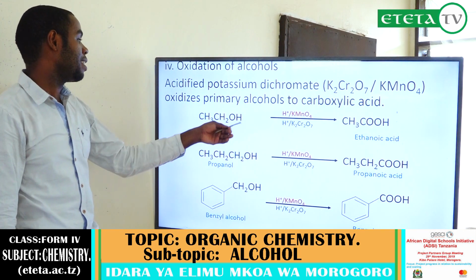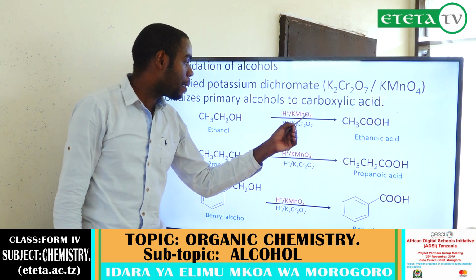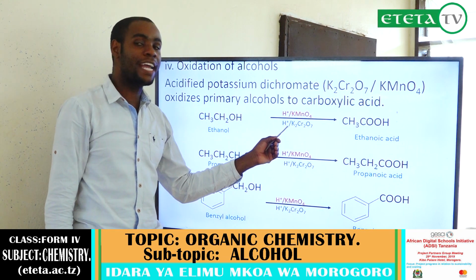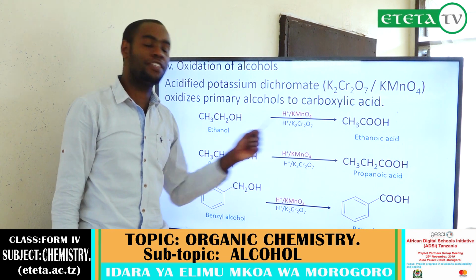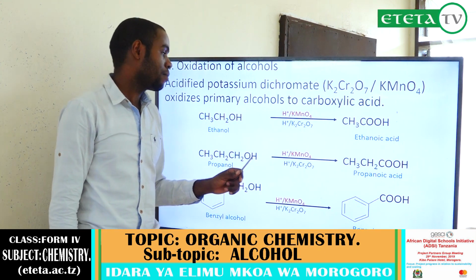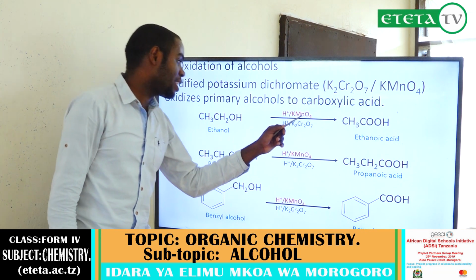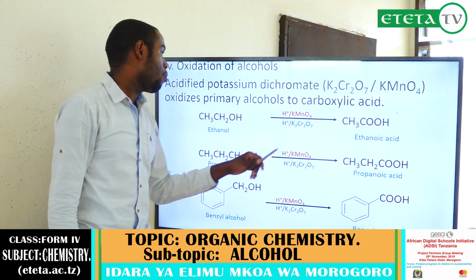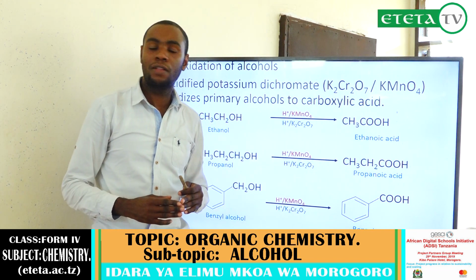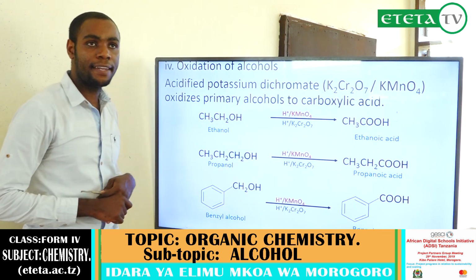For example, this is ethanol. In the presence of either potassium permanganate in acidic media or potassium dichromate in acidic media, you can choose to use either one. If you react this with ethanol, the potassium permanganate or potassium dichromate will oxidize the ethanol to ethanoic acid. So the product produced here is ethanoic acid.